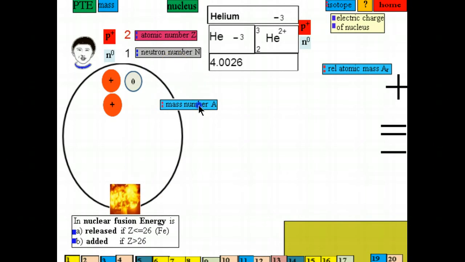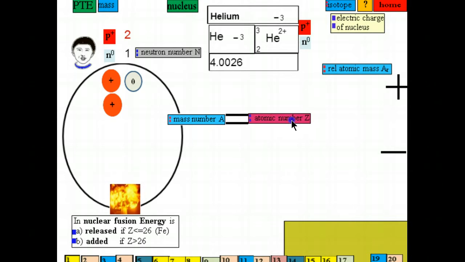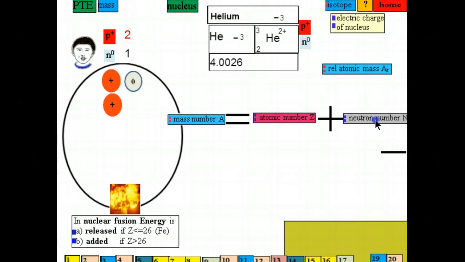So mass number A is equal to atomic number Z plus neutron number N. The chemist and physicist usually give only the mass number and the atomic number, and then you will have to calculate from that information the neutron number.